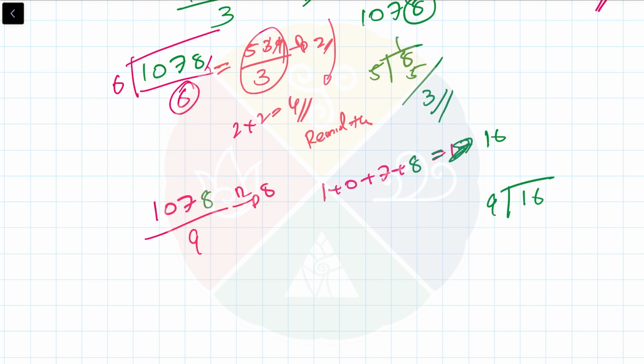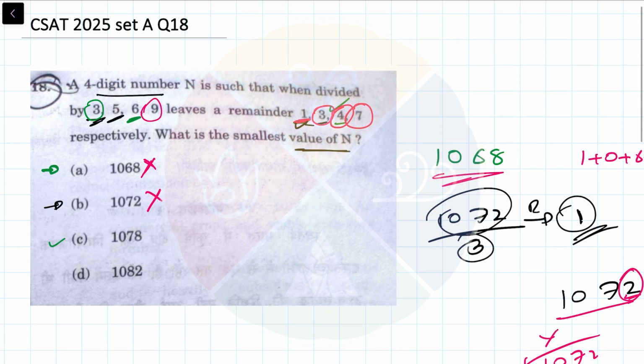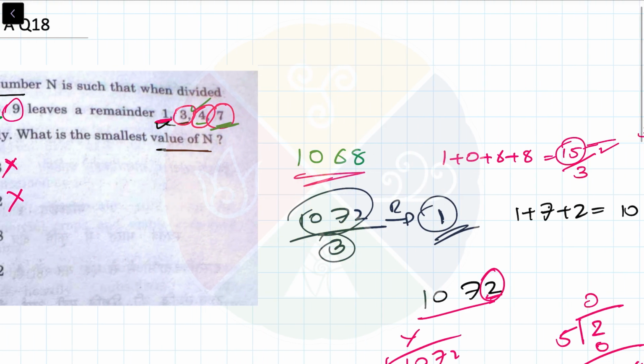Therefore 16 divided by 9, 1 time 9, balance is 7. Yeah, so when you divide 1078 by 9, you will get remainder 7 also. So this is the answer, the smallest value that satisfies this. Now this is the shortest way to do this problem.